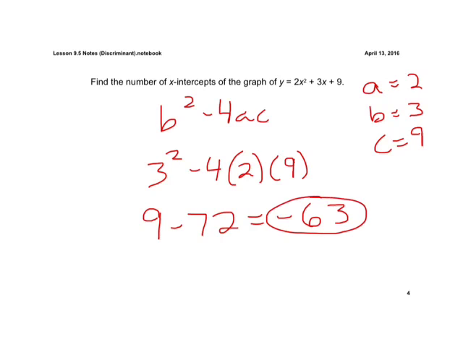We know if the discriminant is negative, we have no solutions. So if we ever get no solutions when we look at the discriminant, we know we don't even have to solve it all the way out, because we don't have to find any x-intercepts. It never crosses that x-axis.